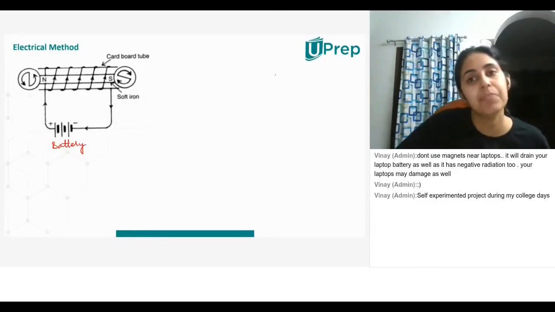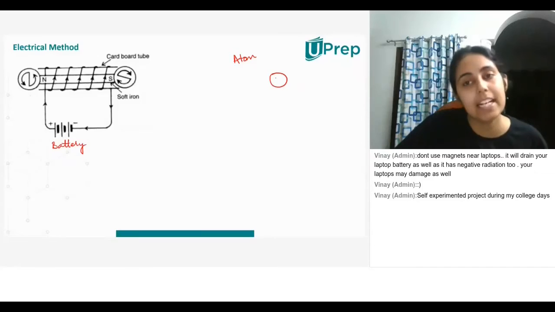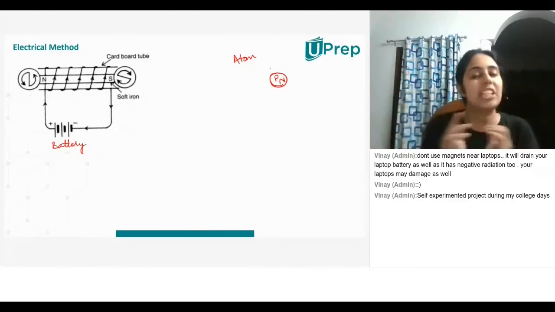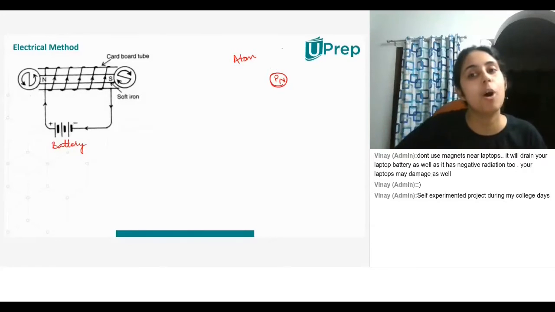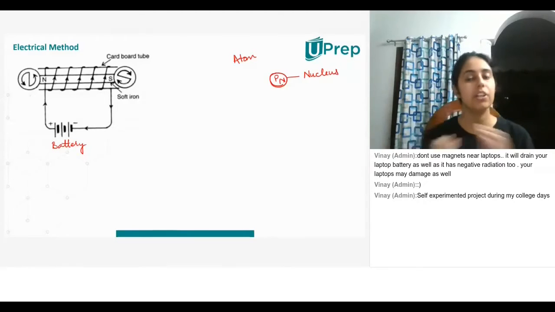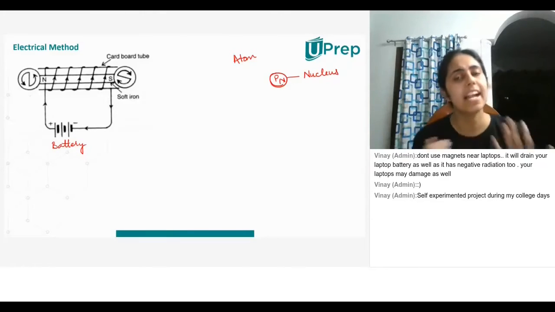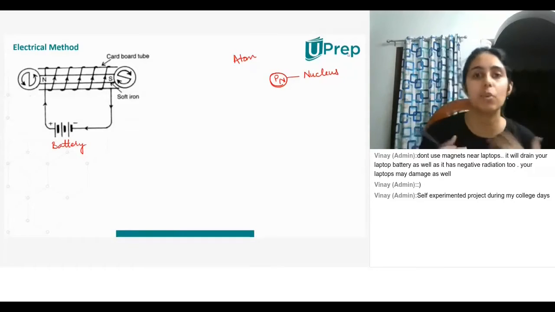In an atom, this is what an atom looks like. Okay, so this is a general atom. Inside an atom, there are protons and neutrons. These protons and neutrons are stuck to each other, and they form what is called the nucleus of an atom. So this is what a nucleus of an atom looks like. It's kind of like the sun of our solar system.